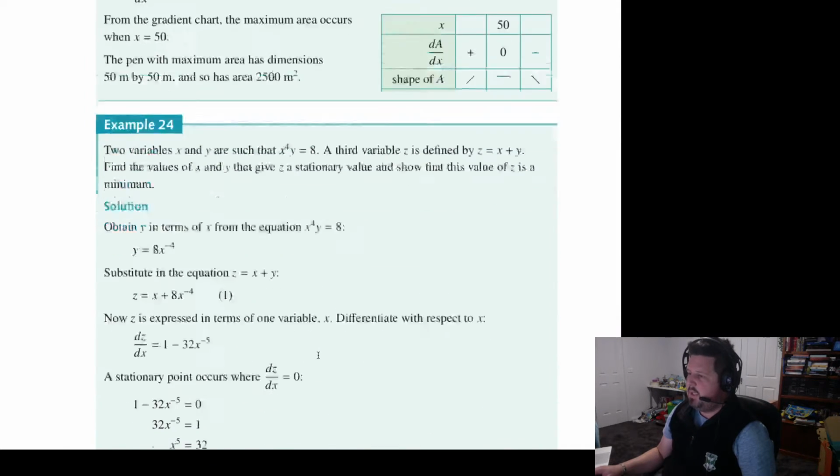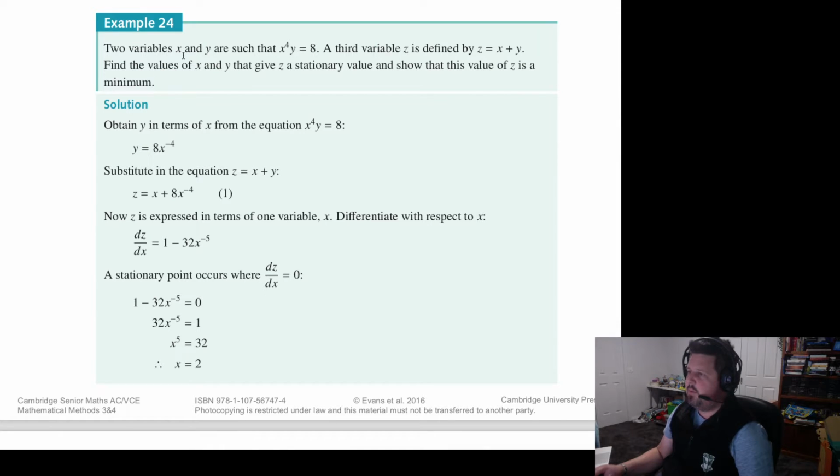Cool. Next one here, it says two variables x and y are such that x to the power of 4 multiplied by y equals 8. And it says we've got a third variable, z, is defined by this here. It says find the values of x and y that give z a stationary value and show that this value of z is a minimum.